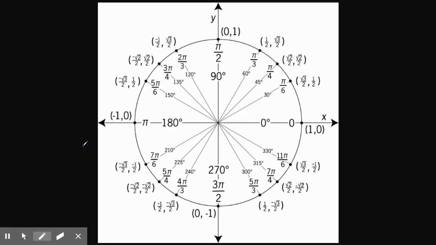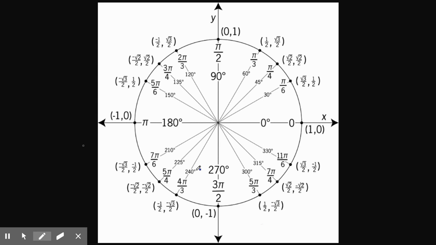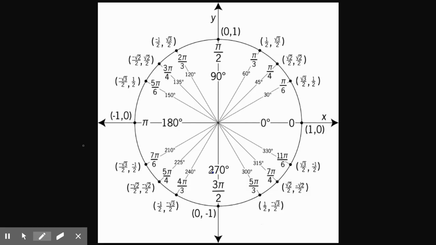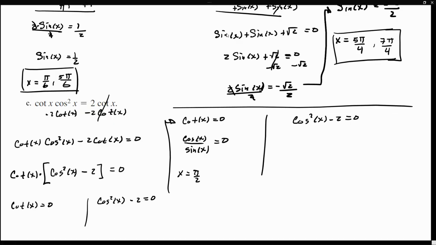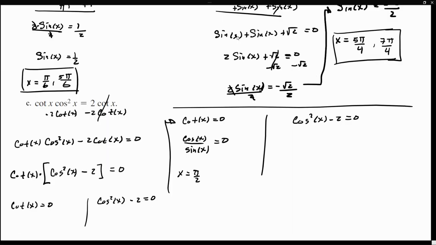Well, recall that cosine is x. So we can definitely have 90 degrees. So at least for our first expression, we have 90 degrees, which we're not going to write as 90, but just pi over 2. Because notice that at pi over 2, the cosine is 0, and in this case cotangent is cosine over sine. So 0 over 1, that's definitely 0.